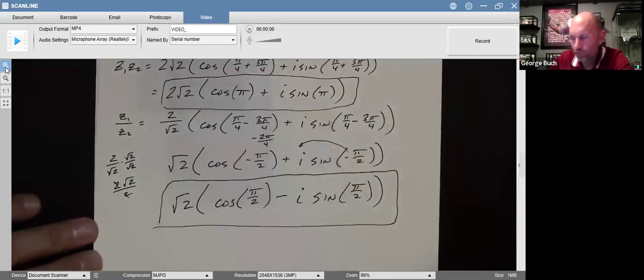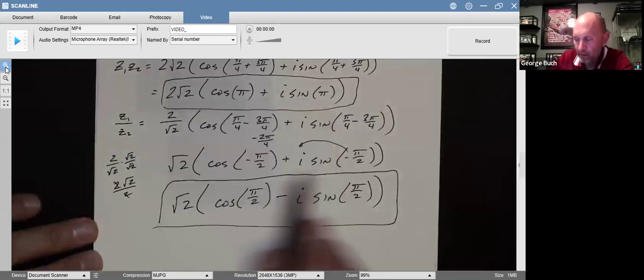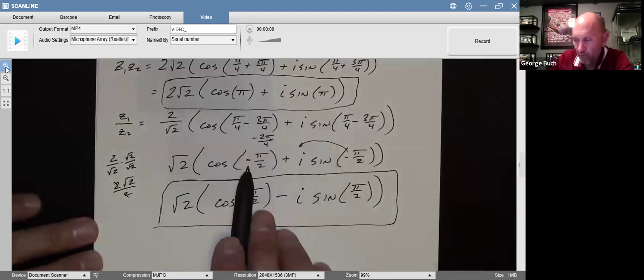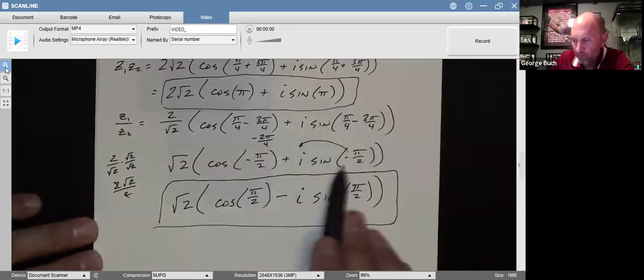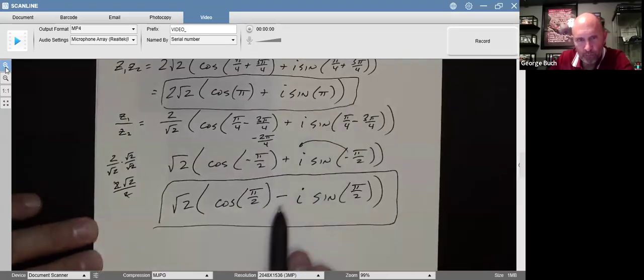So we just used our even odd property. Cosine of a negative value, the sine goes away. Sine of a negative value, this negative sign moves in front.